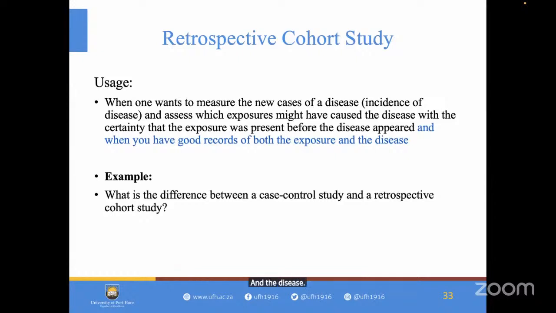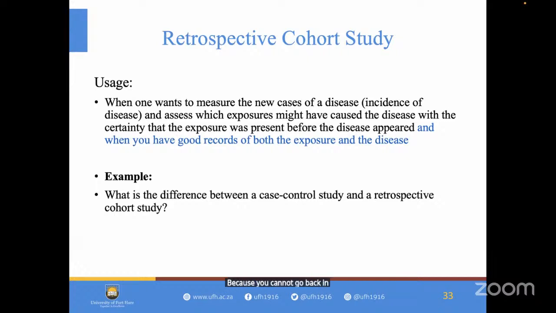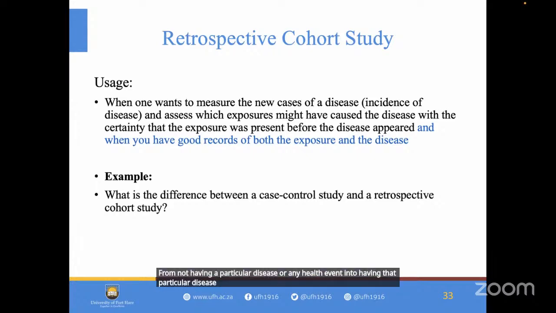The difference between the retrospective and the prospective cohort study is just that. With the retrospective, you have to deal with records, clinical records, because you cannot go back into the past to observe things. But with the prospective, you can see it by yourself, how people progress from not having a particular disease or any health event into having that particular disease or health event.